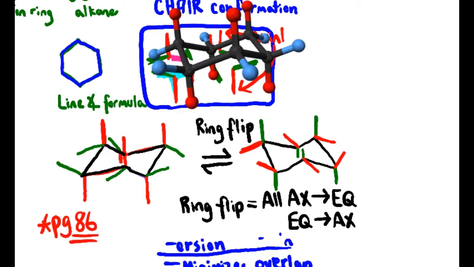So axial bonds are always going to be straight up or straight down. Equatorial bonds are the ones that run around the equator. Those are going to have an angle to them. They're going to be angled somewhat up or somewhat down. They're not going to be straight up or straight down.